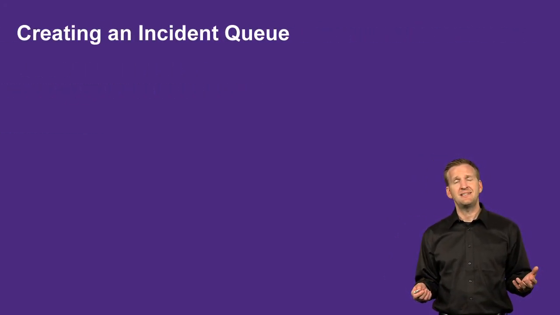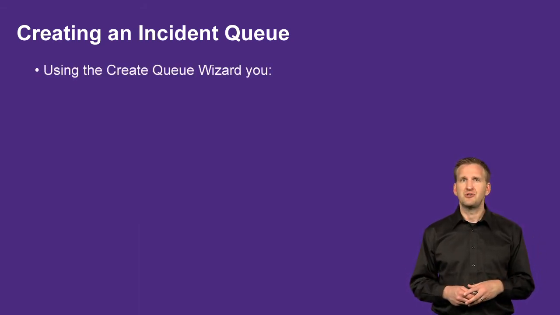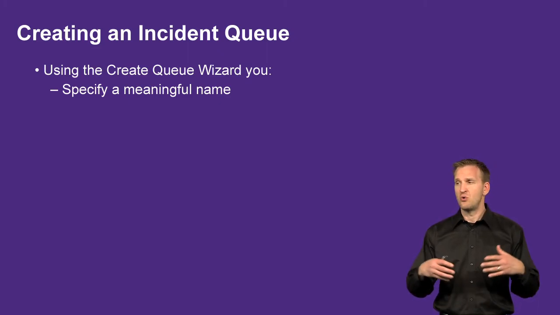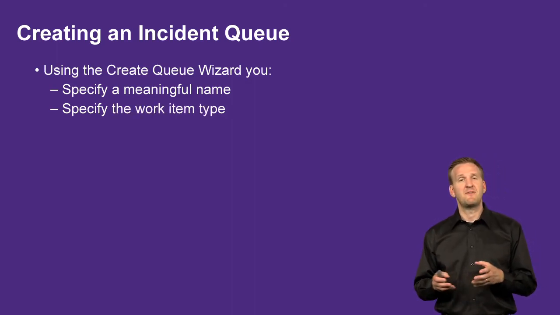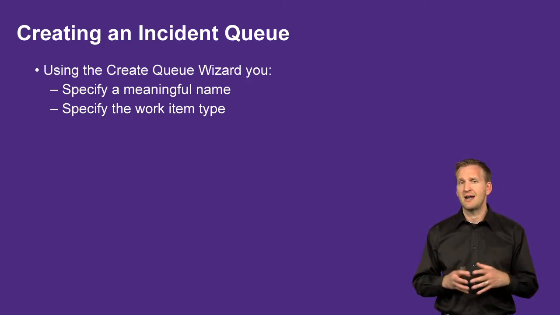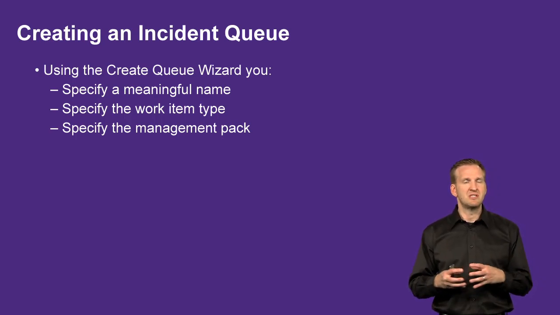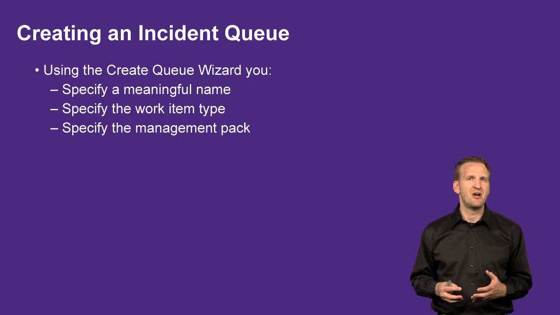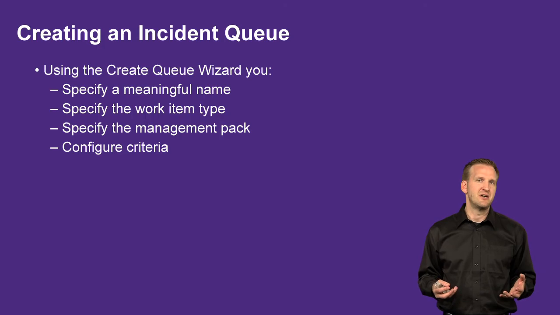So how do we actually create an incident queue? Use the create queue wizard. It allows you to specify a meaningful name for it, such as the North America queue or the Data Center X queue or whatever it is. Specify the work item type, like incidents, or maybe change requests, whatever the work item type is. Specify a management pack that we're going to save it into, because everything gets saved into a management pack. It really is just a container, a place to put it so we can find it again later. And then configure the criteria.